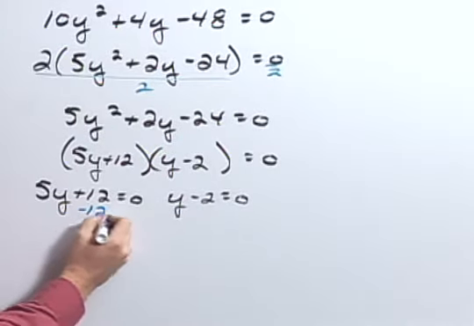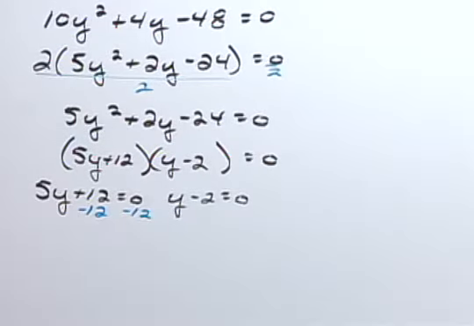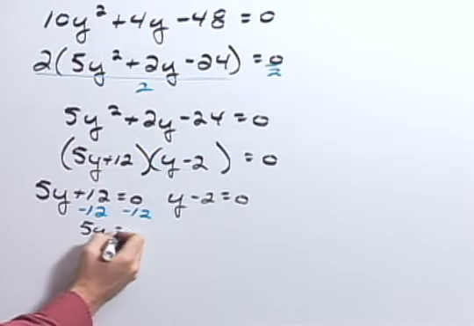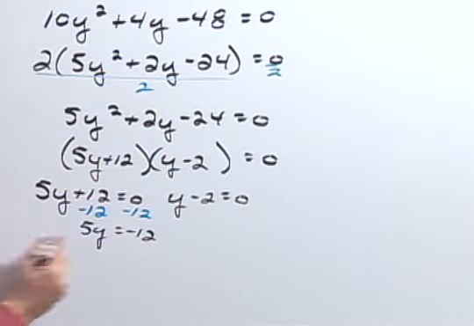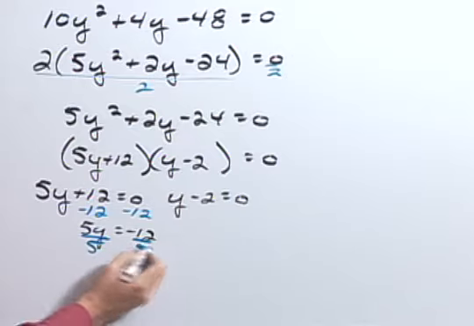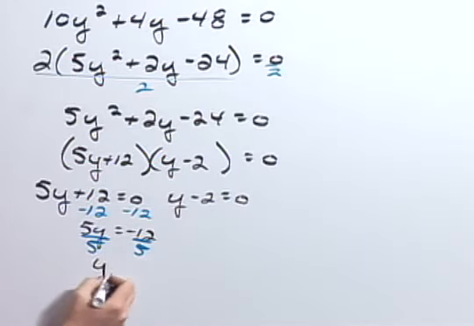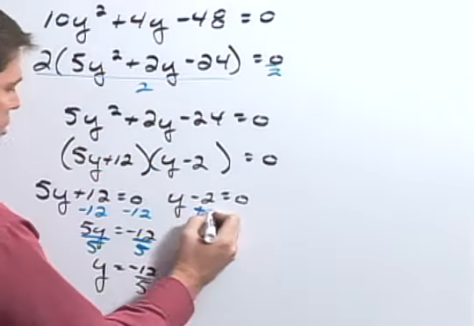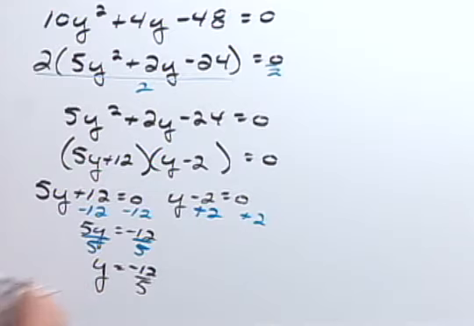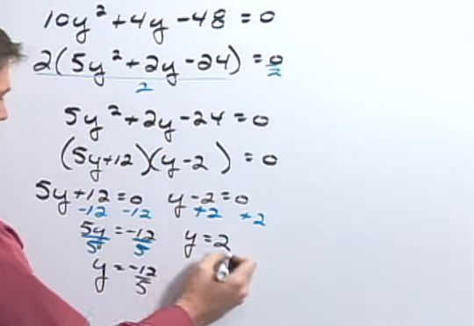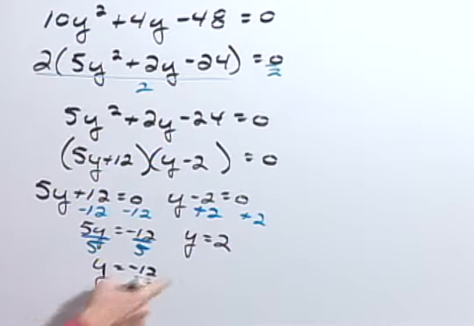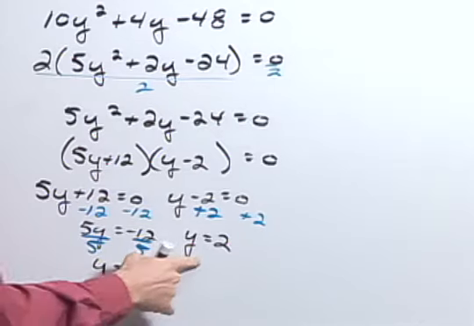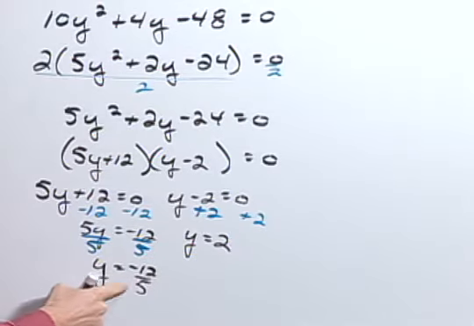Subtracting 12 from both sides, I have 5y equals negative 12, and dividing both sides by 5 gives me y equals negative 12/5. Or, if I add 2 to both sides, I have y equals 2. So here are two y's for which I need to find the corresponding x's.